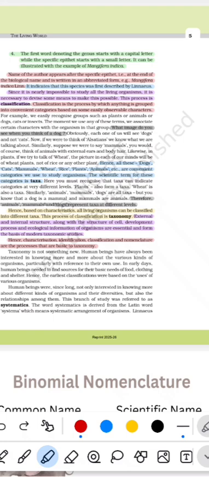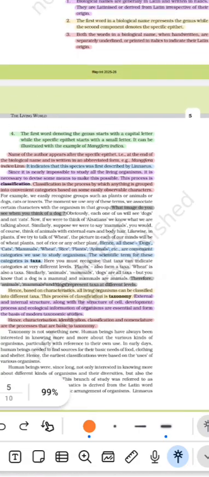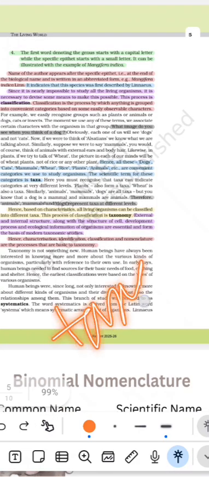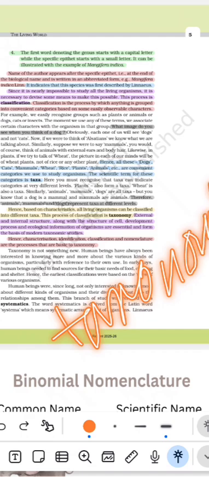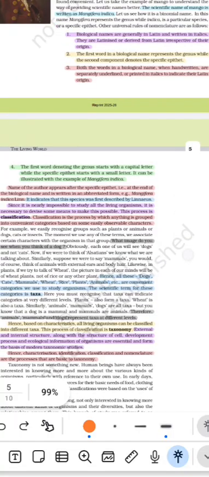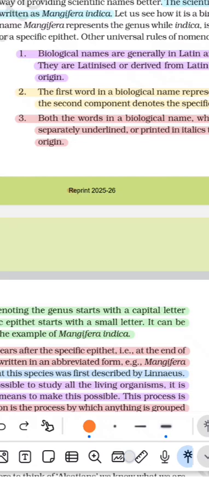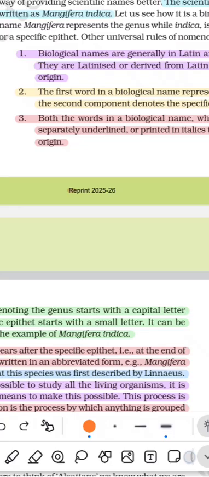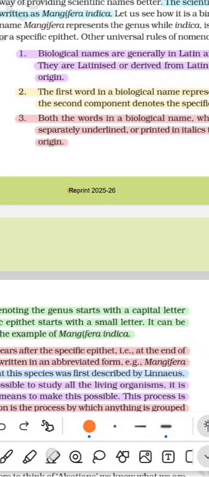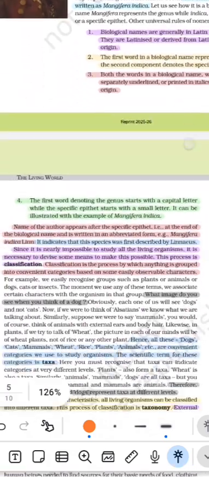Hence, characterization, identification, classification, and nomenclature are the processes that are basic to taxonomy. Taxonomy is not something new. When we talk about taxonomy, we might think it is new to us, because this is a 2005-6 reprint book. So you must think that taxonomy is a new thing as it is printed in a 2005-6 book. So it must be new to us, but there is a twist here.